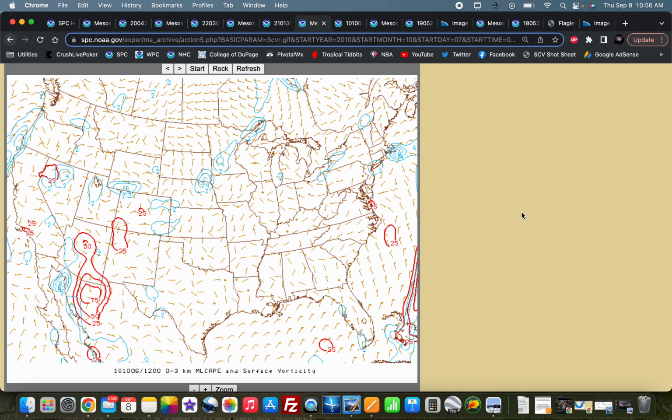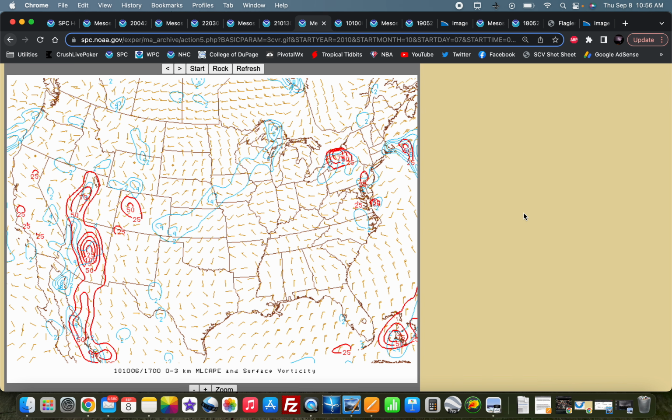This was our 0 to 3 CAPE and vorticity plot for October 6, 2010. This is at 12Z, right as those tornadoes were happening. You can see not a super big, noticeable bullseye here, but definitely a localized maximum across northern Arizona.